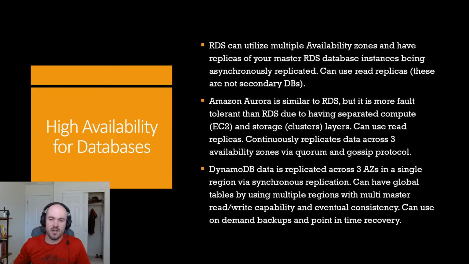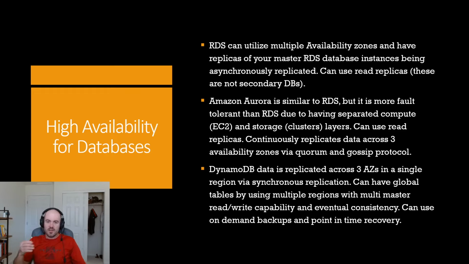Okay, so DynamoDB data is going to be replicated across three availability zones as well in a single region via synchronous replication. So that means pretty much at all times, across all AZs, your data is going to look the same. Whereas with asynchronous, there might be a little replication lag. You can have global tables by using multiple regions with multi-master read-write capability and eventual consistency. And of course, you can use on-demand backups and point-in-time recovery.